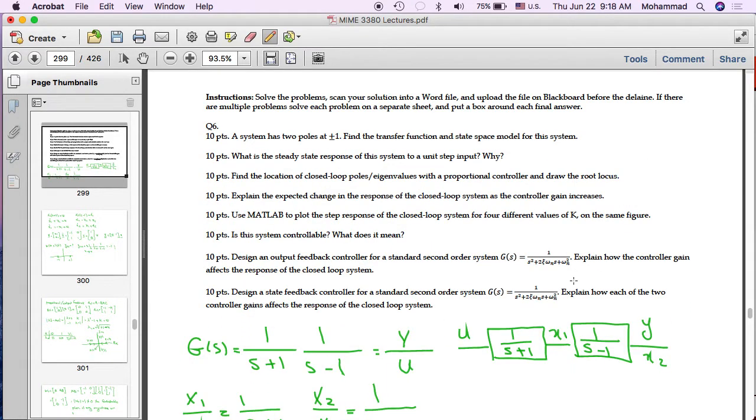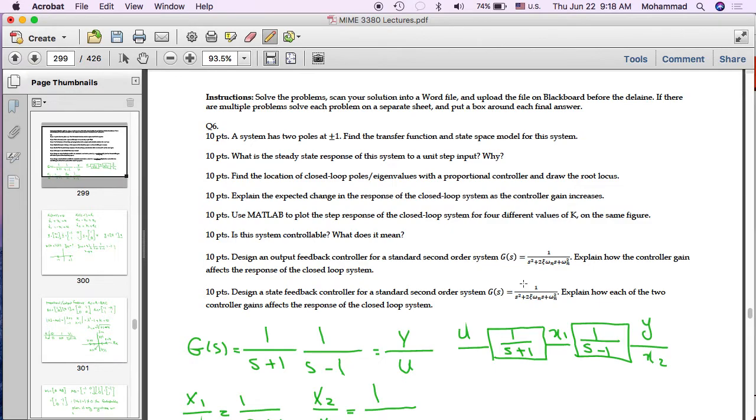And the next question asks to design an output feedback controller for a standard second order system. Explain how the controller gain affects the response of the system, and then repeat the same thing, this time for a state feedback controller. So we are going to contrast two different controllers for this second order system, a standard second order system.